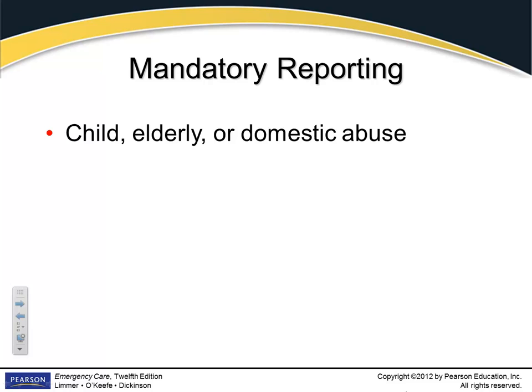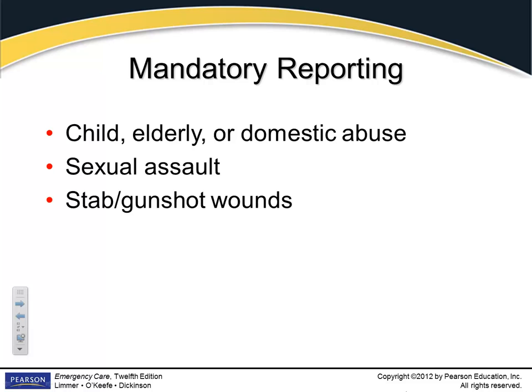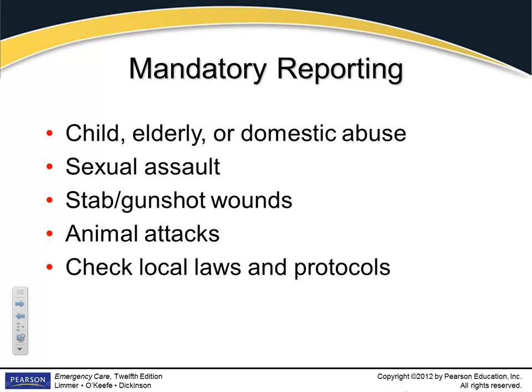Any type of abuse, elderly abuse, pediatric, domestic abuse, all those have to be reported. That's mandatory reporting. Any sexual assault or suspected sexual assault, you have to report that. All stabs, gunshot wounds, mandatory reporting. Animal attacks. Every time I got bit, it had to be reported. So animal bites. And then there may be some variations in local law and protocols that you have to report. But these are the ones that most commonly, nationally, you have to report.